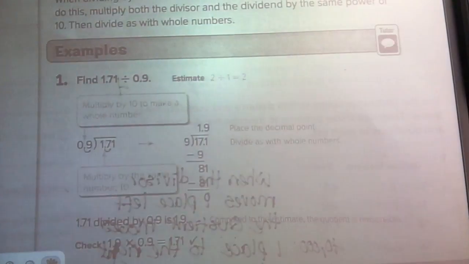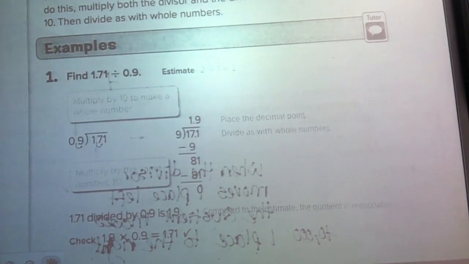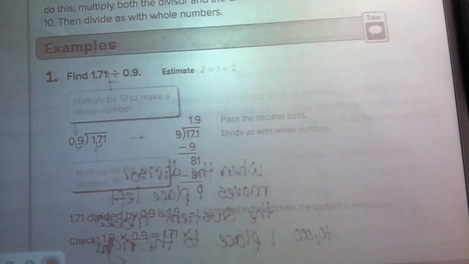I am moving on to the next slide, which is dividing decimals by decimals. I didn't realize my marker was going to bleed through when I did this. I'm going to grab a pencil. All right, dividing decimals by decimals.